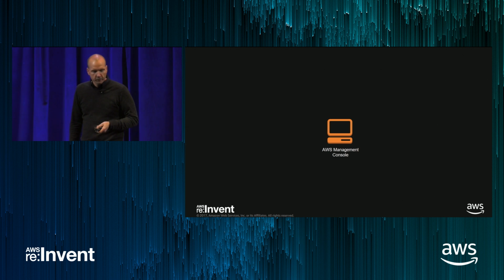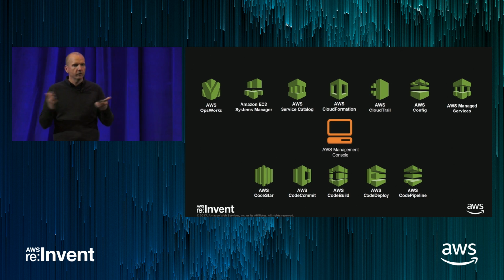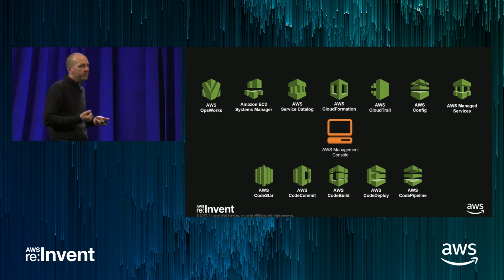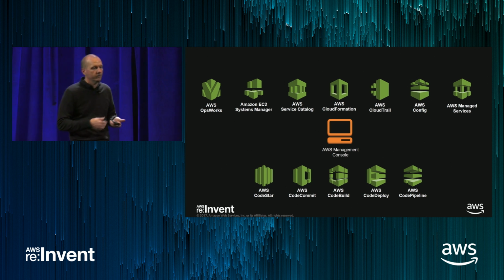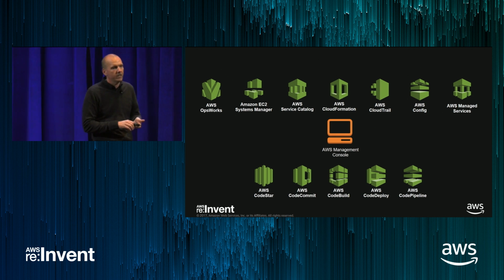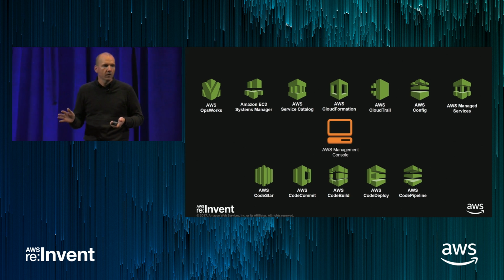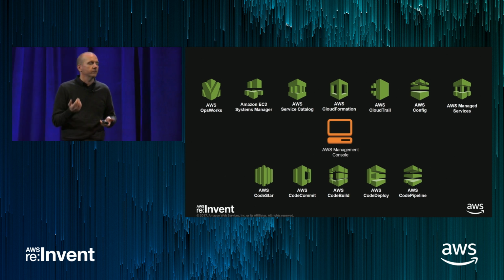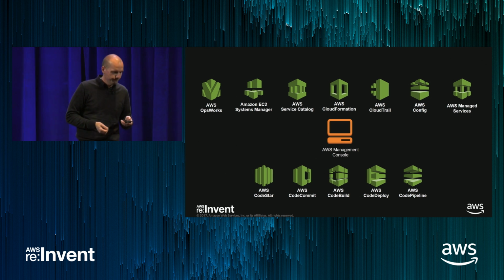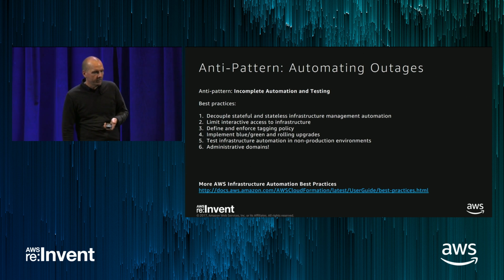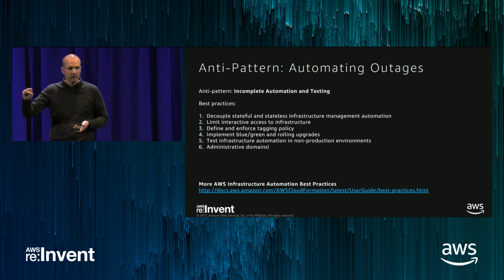So here's our friend, the AWS Management Console. The AWS Management Console lives in a universe of managed services intended to help me automate my production environment. If I use the Management Console at the same time that I use CloudFormation in the same account, I can end up with problems. Best case, maybe CloudFormation just doesn't work. Worst case, I scope in database assets, persistent stateful assets, into the CloudFormation scope, and I start automating outages. So the answer pattern is incomplete automation and testing, decouple stateful and stateless infrastructure, management automation.